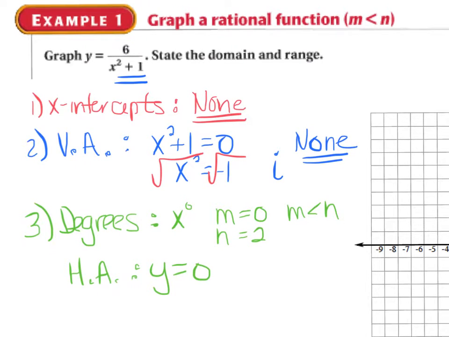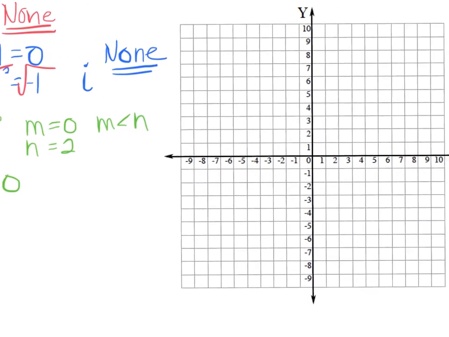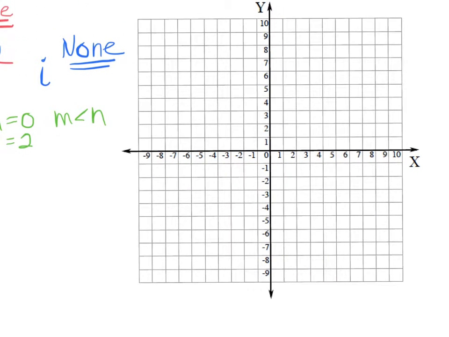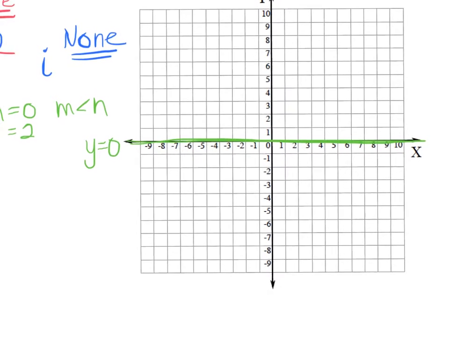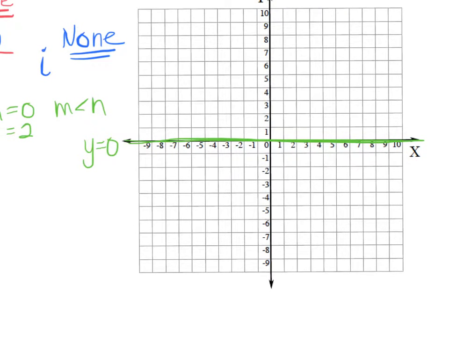So now that we have all this information, we can go over and start plotting what we know. We had no x-intercepts, we had no vertical asymptotes, but we did have a horizontal asymptote at y equals 0. After you've plotted all those characteristics, your next step is to do what we did in the previous video, which is to plot points to the left and the right of the vertical asymptote. But I don't have a vertical asymptote, so what do you do? We're just going to start plotting some points that are located around the origin and try to see how this graph is behaving.